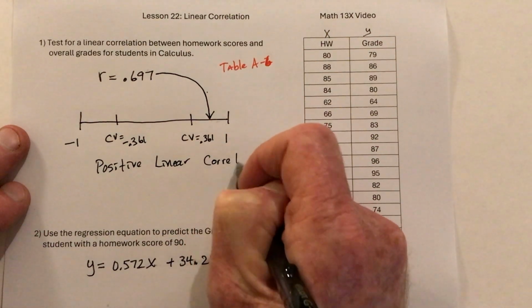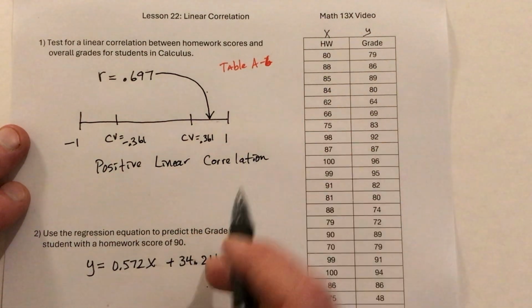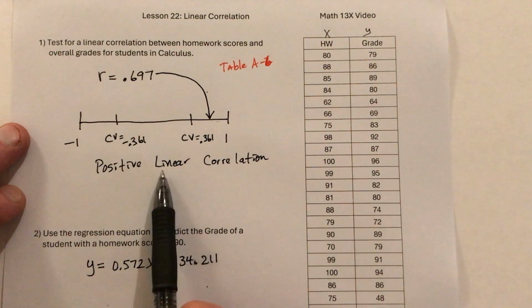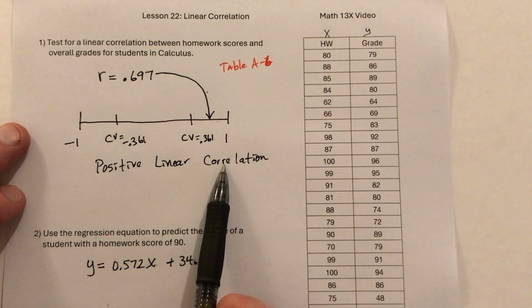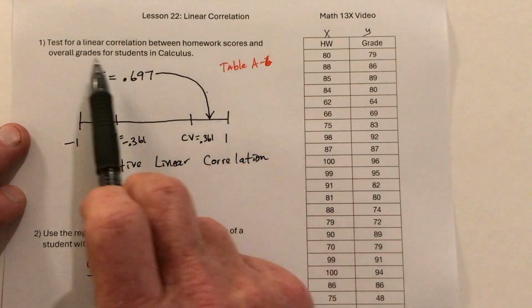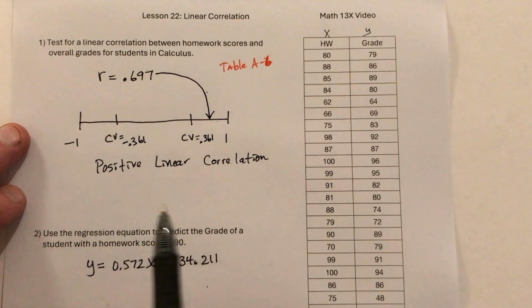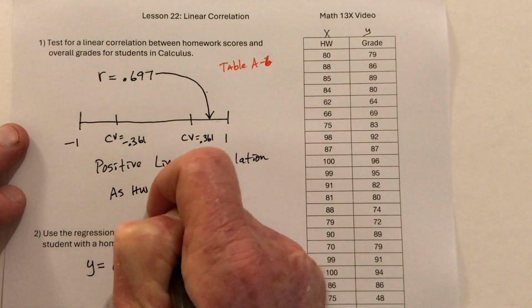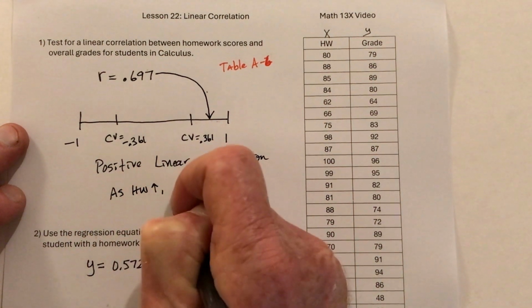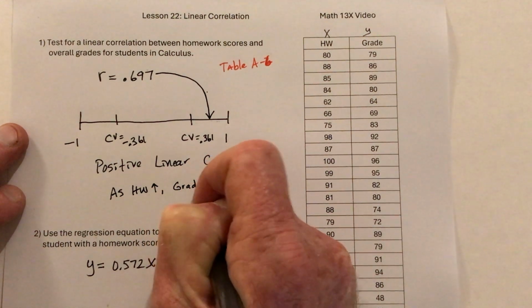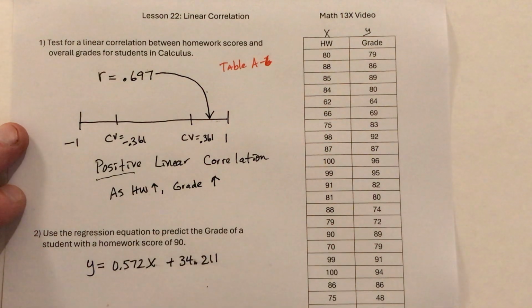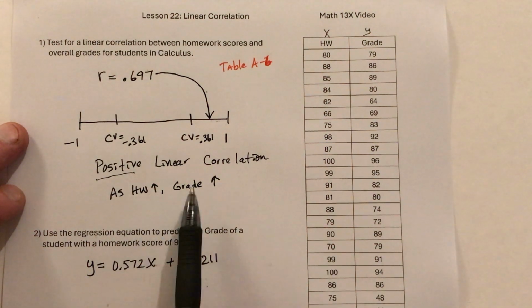So correlation means there's a relationship. So this is saying a relationship. This is a direct relationship. So this is saying there's a direct relationship between someone's homework and their overall grade. And then positive means as one of them goes up, so as homework goes up, then their overall grade goes up. So the positive part on positive correlation means that these two will do the same thing.